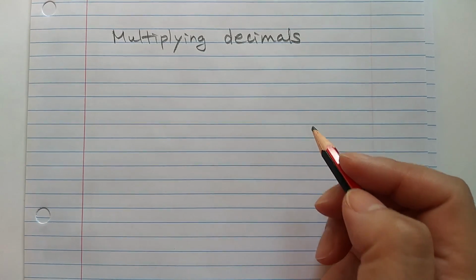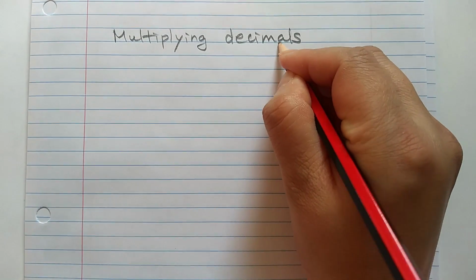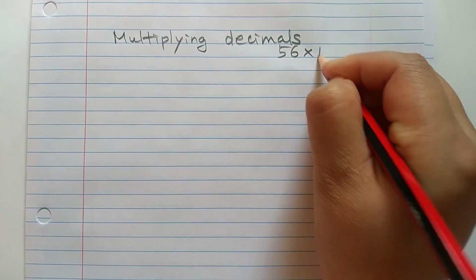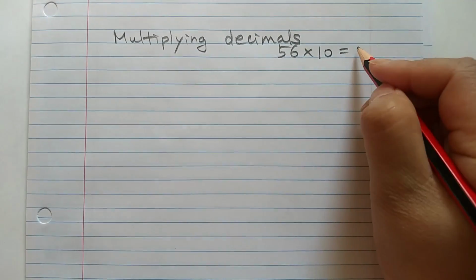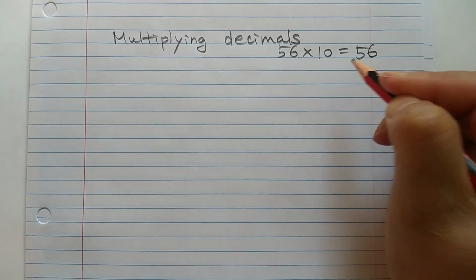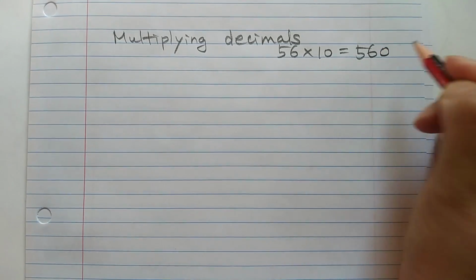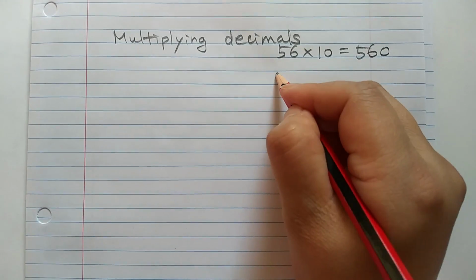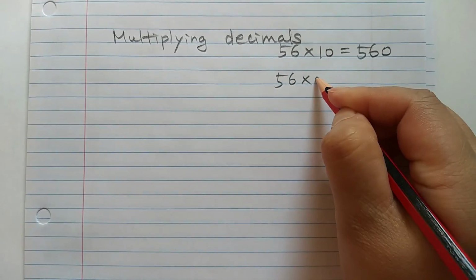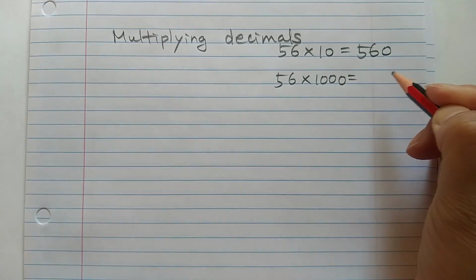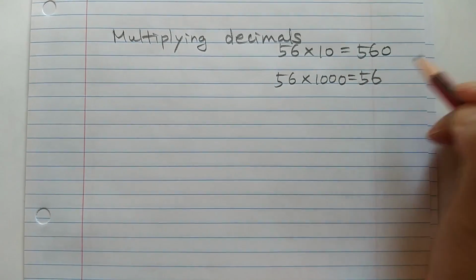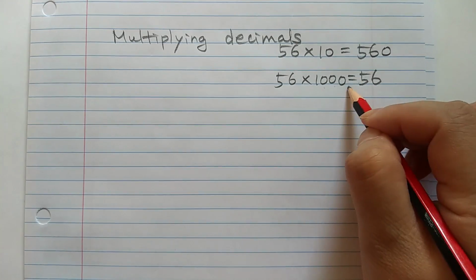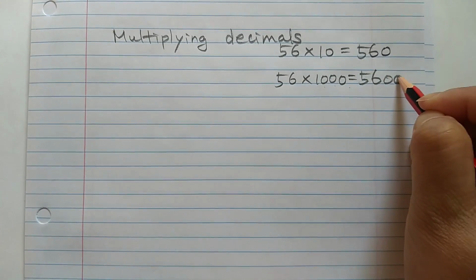Let's do a quick review. What is 56 times 10? It is like 56 times 1, which is 56, and add 1 zero at the end. How about 56 times 1000? Again, 56 times 1, which is 56, and add 1, 2, 3 zeros at the end.